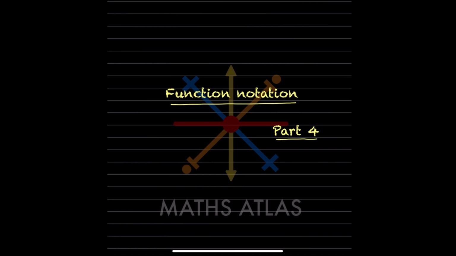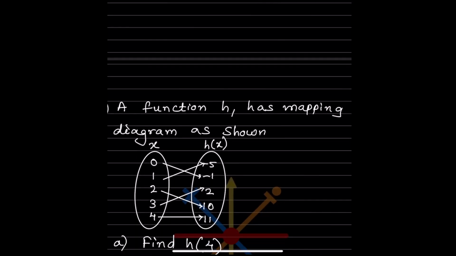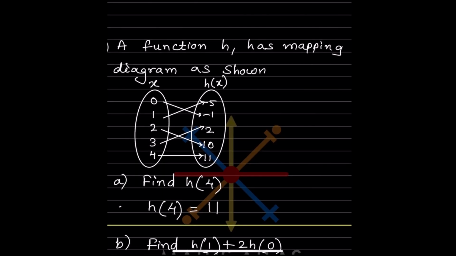So today we are going to do part 4 of function notation from pre-calculus. Let us see this first question over here. It is written here: a function h has a mapping diagram as follows. This is for x and this is for h of x.